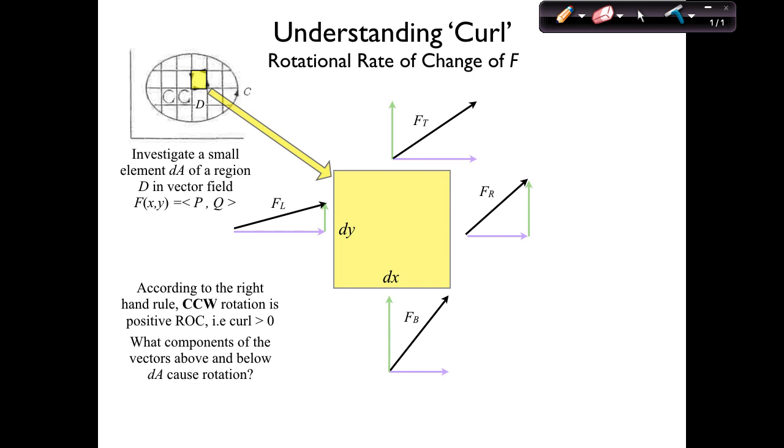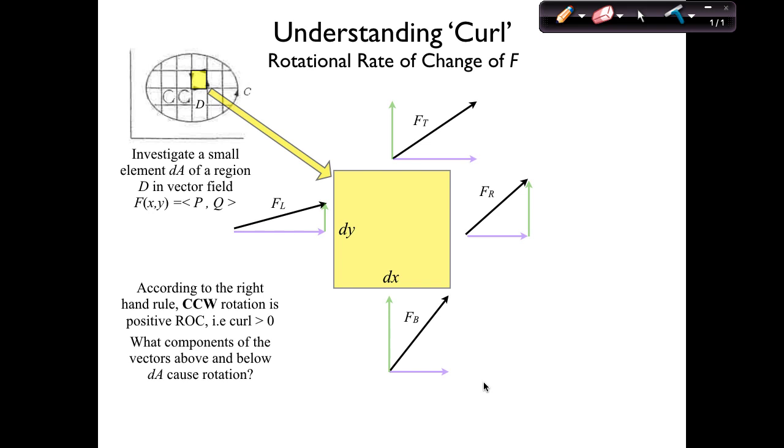So what components of the vectors above and below, or above and below first? Okay, so we're going to look at F top and F bottom, and say what components of those contribute to rotation. You've got the horizontal components and the vertical components of the top and the bottom vectors, Ft and Fb. Which components of Ft and Fb contribute to spinning around this rotation? What's that? Jorge says horizontal. Agree with that?